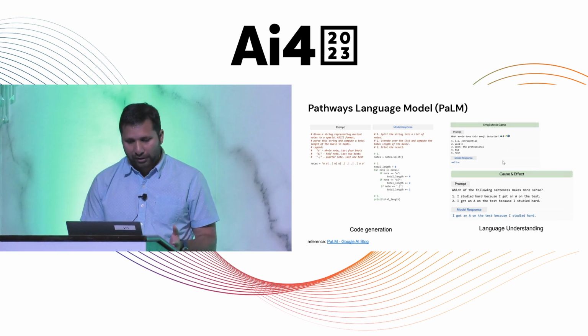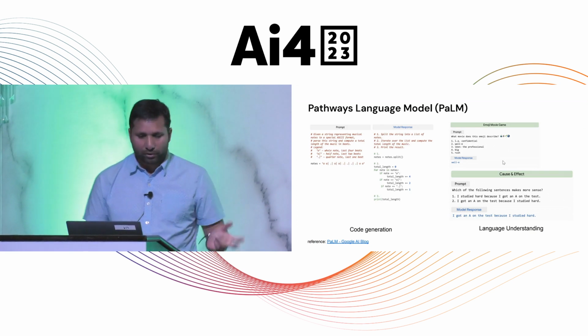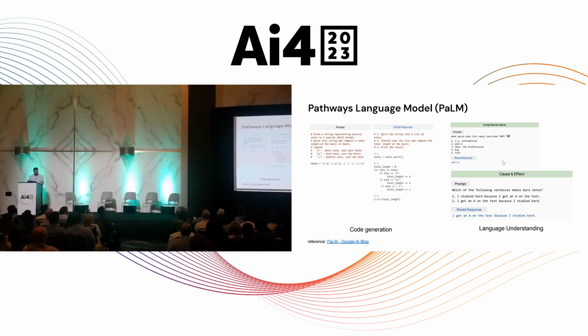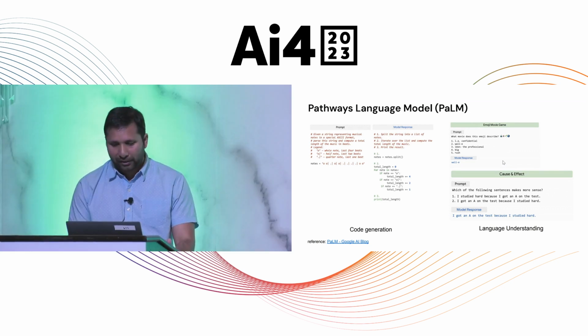For example, on the left we have the prompt where we are asking the model to generate code. So it was able to do that without any issues. And on the right top, we have a prompt where we ask the language model to identify the name of the movie given the emojis. So it was able to correctly identify that.